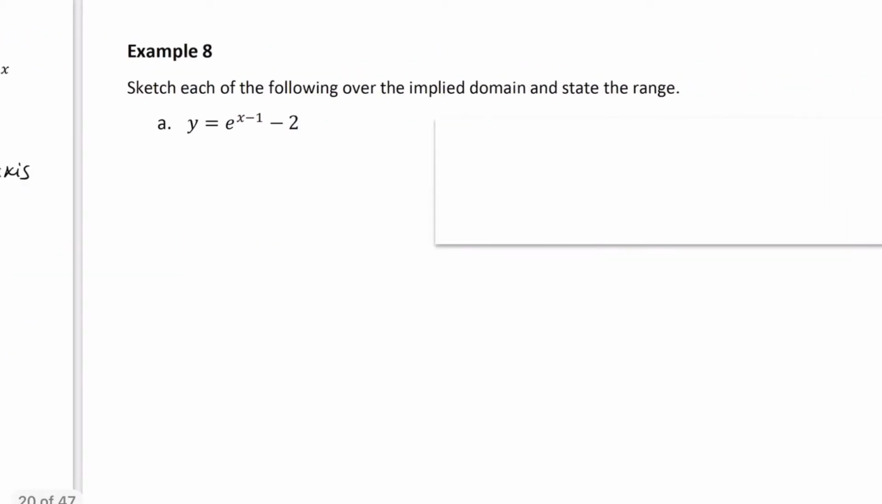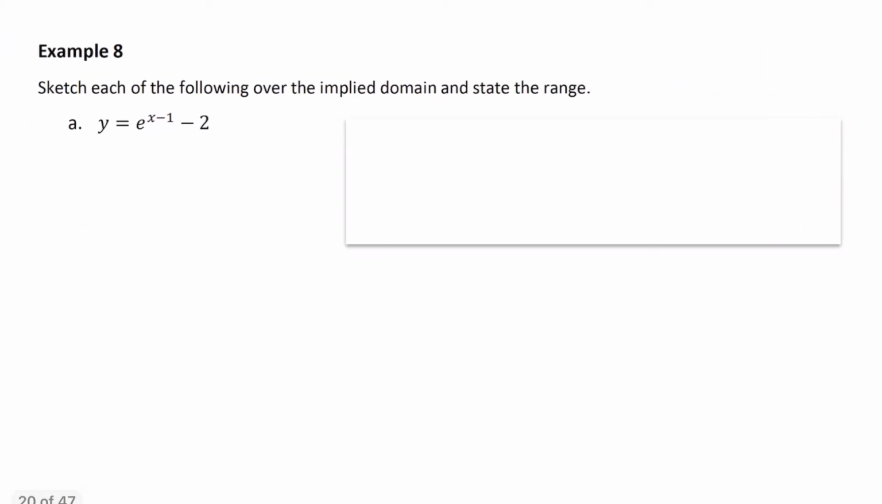All right, moving on to example 8. Sketch each of the following over the implied domain and state the range. So sketch and then the range. I just want to label it so I don't forget. I always forget to do the second part of the question. All right, I can go ahead and start sketching from what I know. At some point, I'm probably going to have to find the intercepts though.